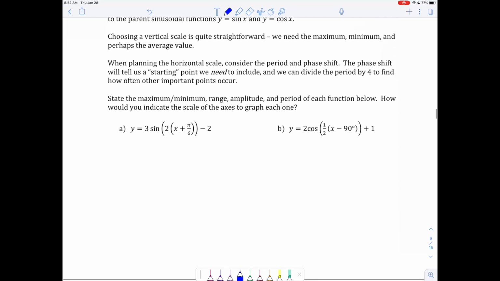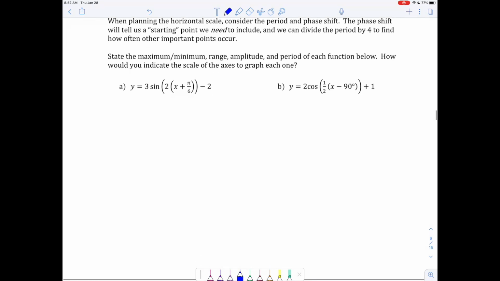So for these 2 functions here, we're not going to graph these ones quite yet. We will do that on the next page, so it's pretty soon. We're going to state the max, min, we're going to state the range, we're going to get the amplitude, the period of each function, and let's just talk about how to indicate the scale of the axes to graph each one.